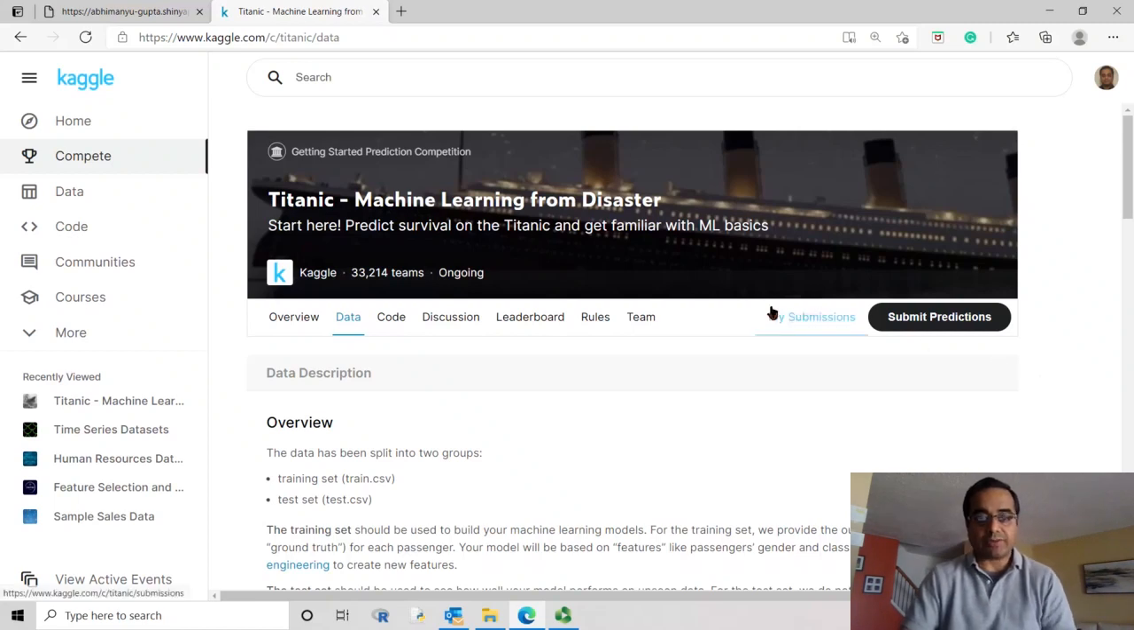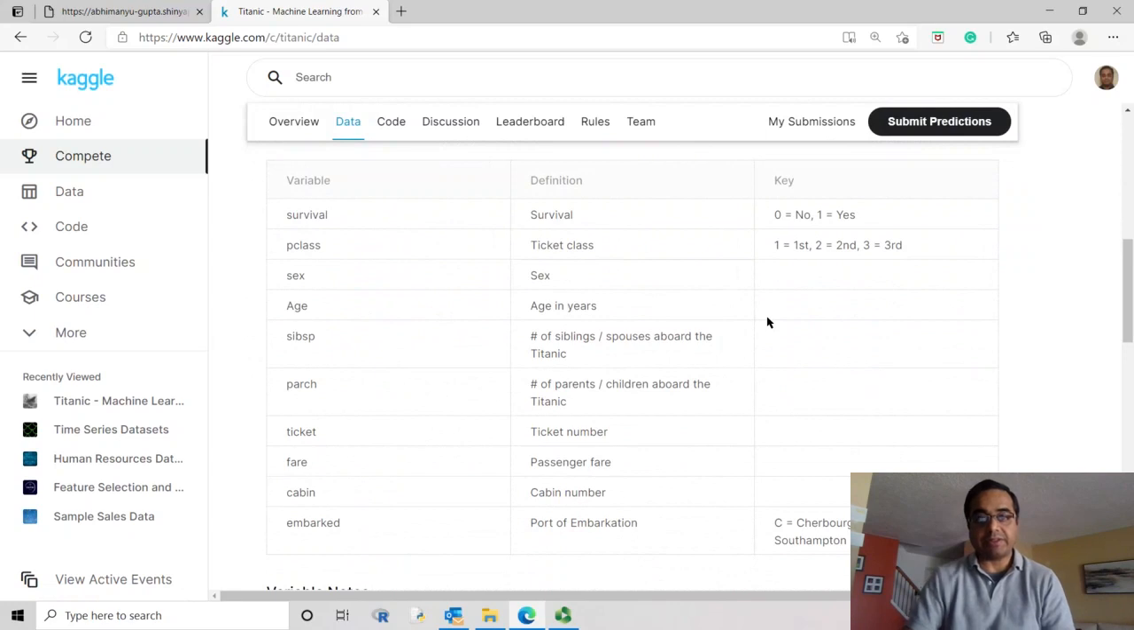So what I did was I downloaded this data, and here is the definition of the columns. There is the P class, that is the class of the passenger, the sex, the age. Sibling spouse is the number of siblings or spouses. And there are other columns too, like ticket, fare, cabin, and so on. So I'm going to quickly show you how I will extract the story points from this data.